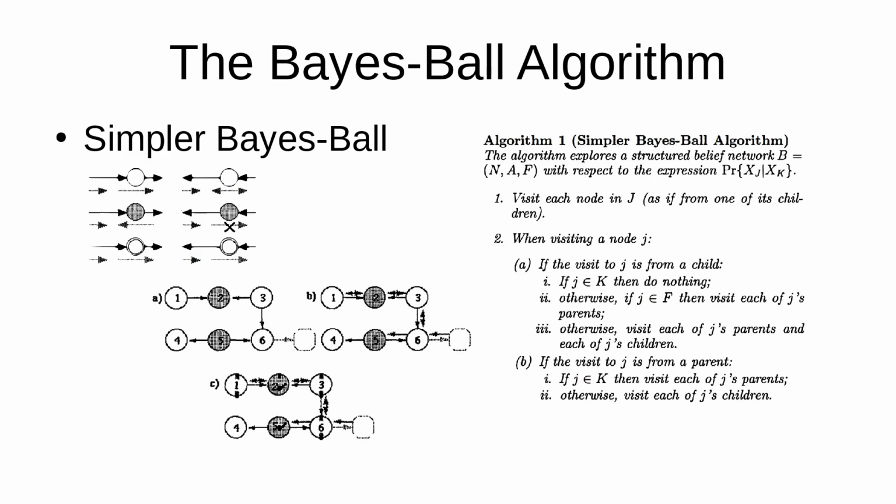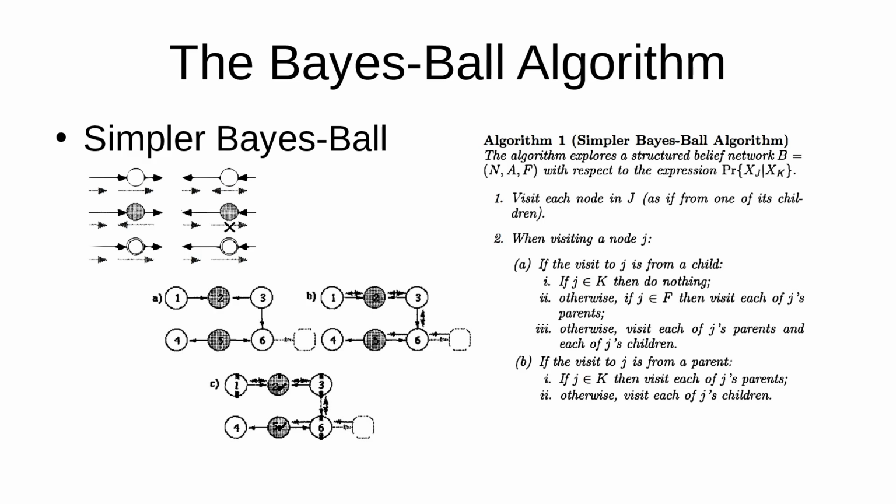First, an unobserved node can pass balls through to children or parent, and can also bounce back balls from children. Next, an observed node bounces back balls from parent, but blocks balls from children. Finally, a deterministic unobserved node always passes balls through.